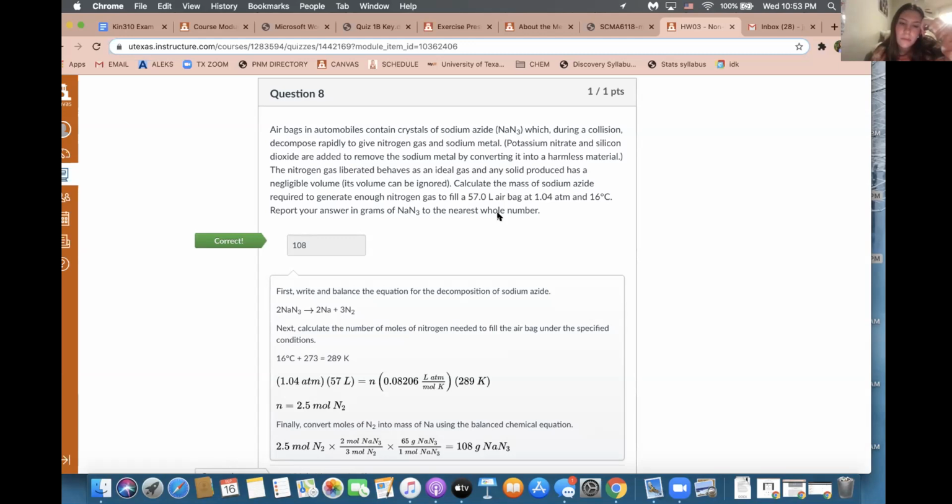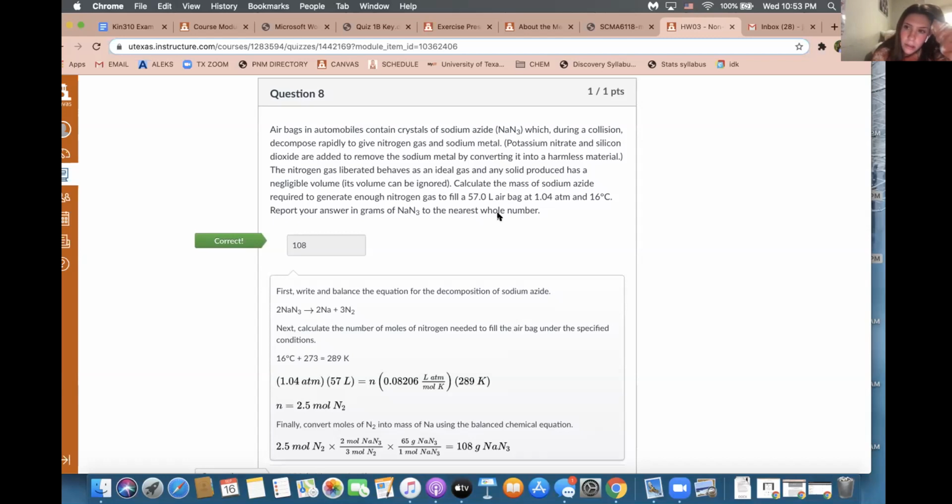And then when you have that NaN3, right? You don't know what the mole is. So that's one way. Does it tell you that it's a reactant? During a collision it does, but it doesn't say it directly. Okay, so actually the first sentence tells you, because it says that sodium azide, NaN3, decomposes, so that's the reaction. So you know that NaN3 is the reactant.